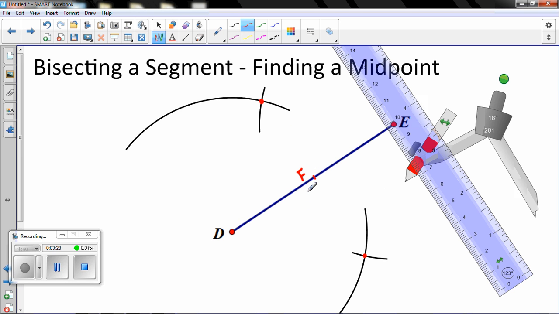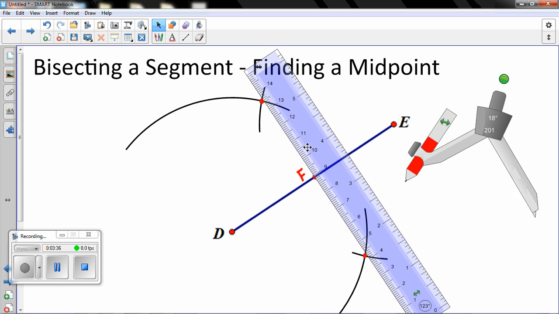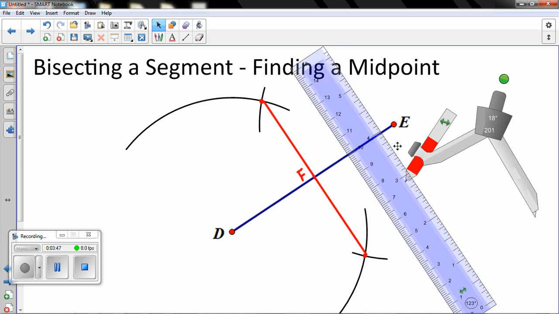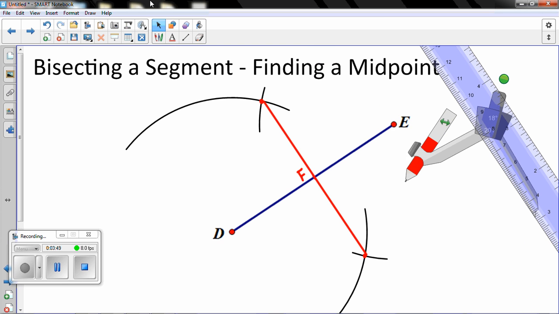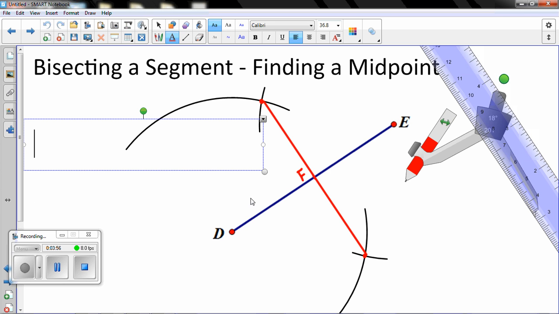And you have found F to be the midpoint of segment DE. So the distance from D to F would equal the distance from F to E. If you wanted to draw the whole segment that bisects segment DE, then you certainly could do that. Just put your straight edge back up there, get your pen, and now I see that the red segment is the bisector of segment DE. It's not necessary to draw the whole segment if what I'm looking for is the midpoint. But if you want to draw the whole segment, that's fine.